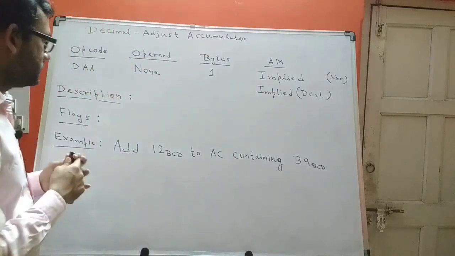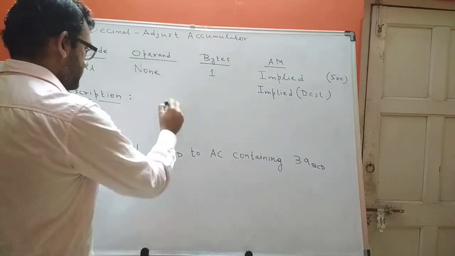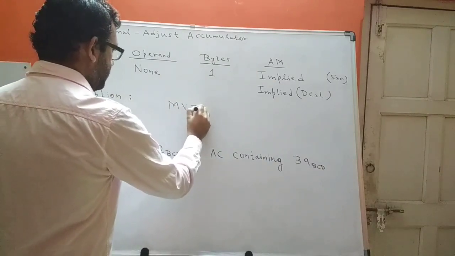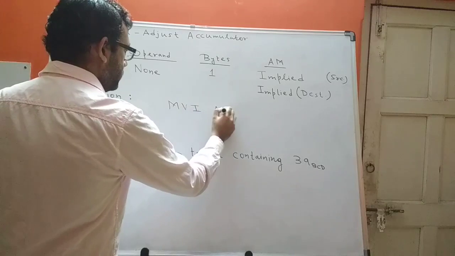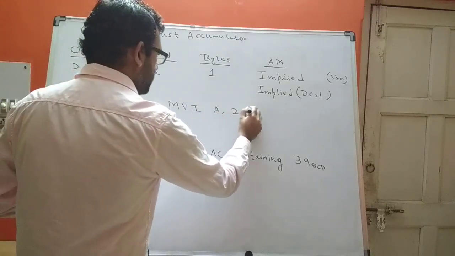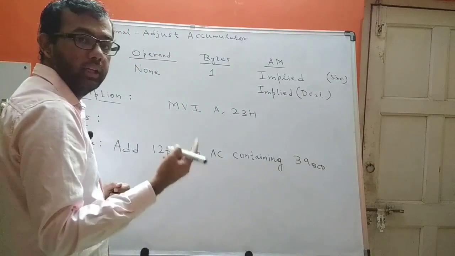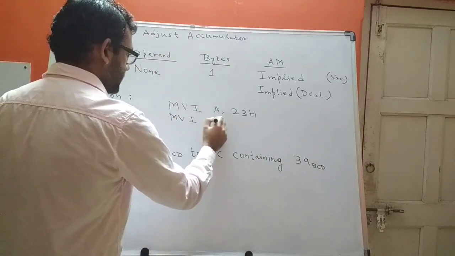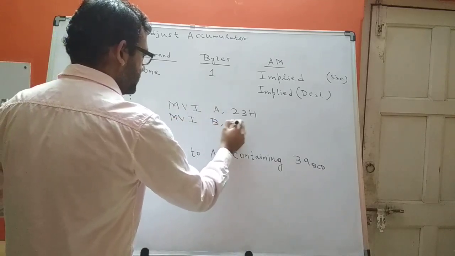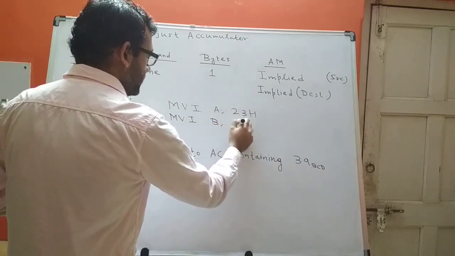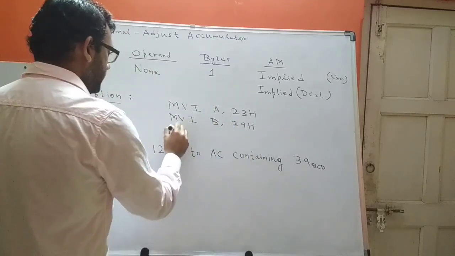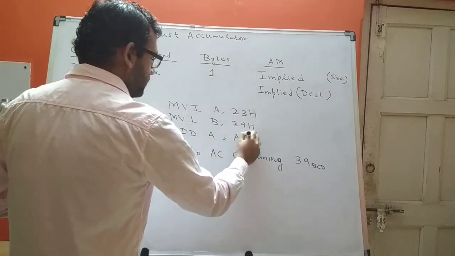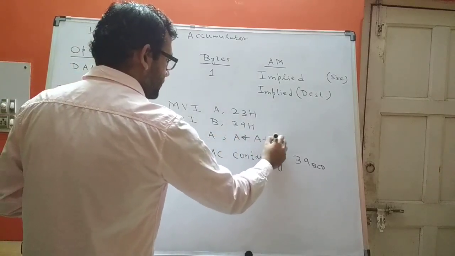Okay, so it's like this. Let's say I'm dealing with two BCD numbers. I say MVI, I move into my accumulator a BCD number 23H, but it has to be entered in the form of hexadecimal because the 8085 only accepts hexadecimal numbers. And let's say I have another register B where I'm storing 39H. Now what will I do? I'll say ADD B. If I say ADD B, in my accumulator register I'll get the sum of A plus B.